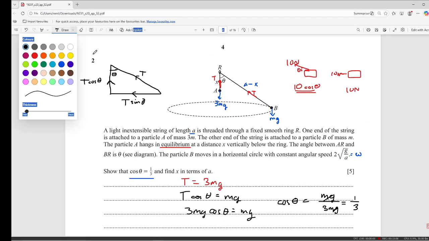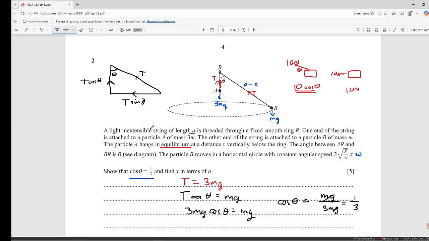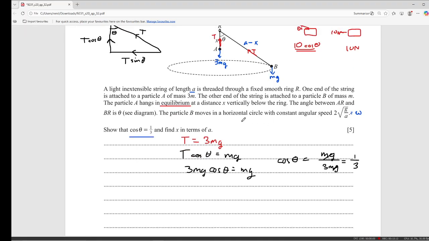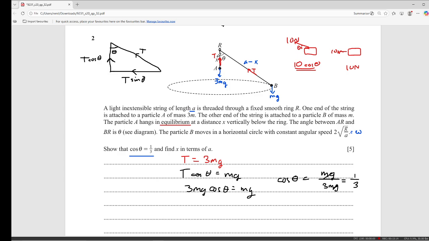Moving on to the second part, going back to blue, moves in a horizontal circle. Until now we've dealt with systems that are in equilibrium. 3mg is in equilibrium vertically, it is not moving horizontally, so it's fully in equilibrium. B is vertically in equilibrium, but horizontally it is not, for it is moving in a circle. So the resultant force, let's find that out.